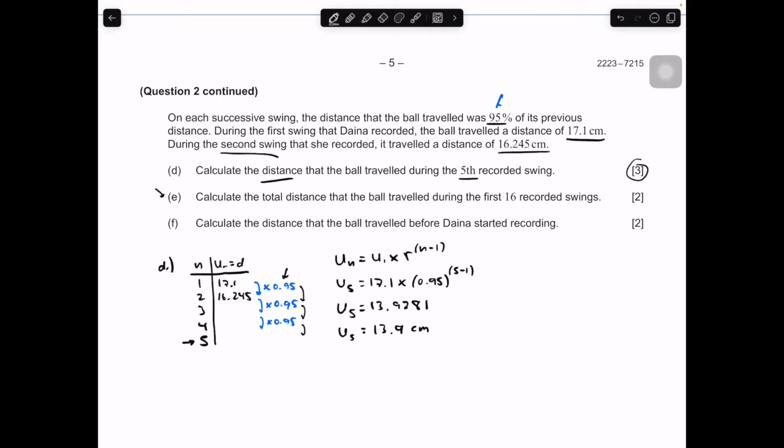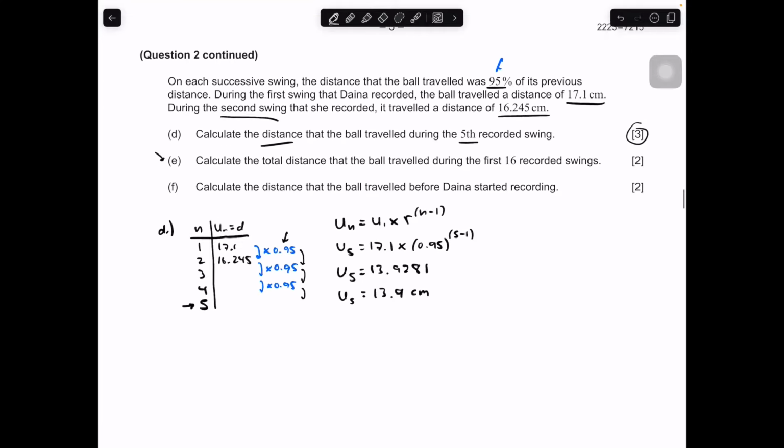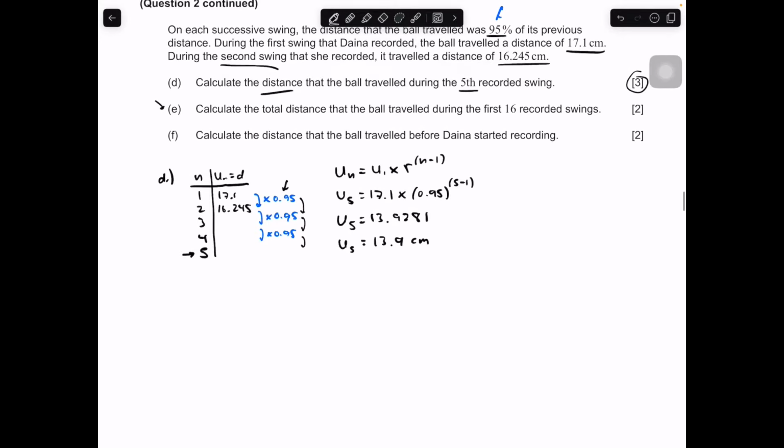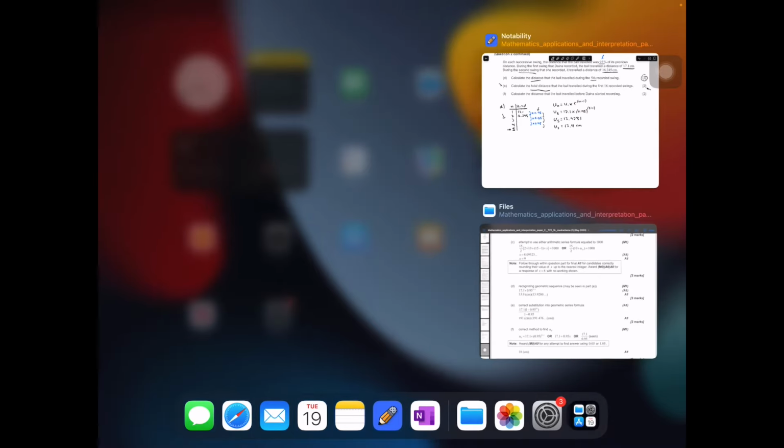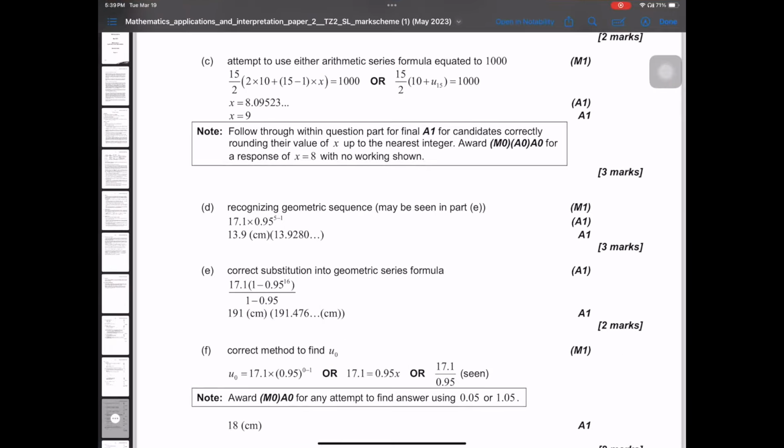Question E. Calculate the distance that the ball traveled during the first 16 recorded swings. Okay, so total distance that this has traveled. This is where we can no longer just use a table and simply add them up, or it's going to take too long for a 2-mark question at the very least. So we're going to need to use a sum of a geometric sequence, or a geometric series in this case. So let's go ahead and look at the formula booklet.